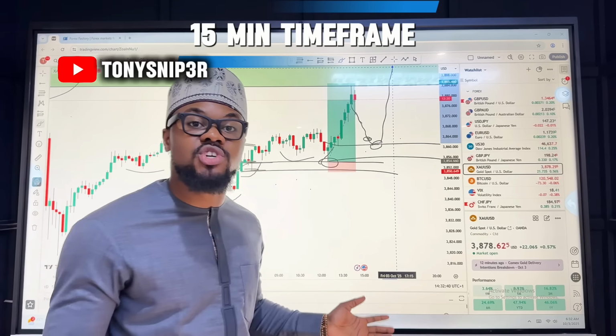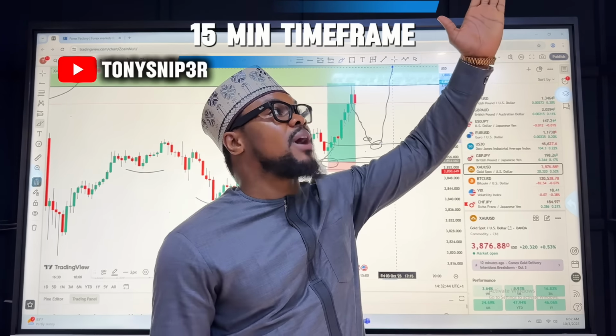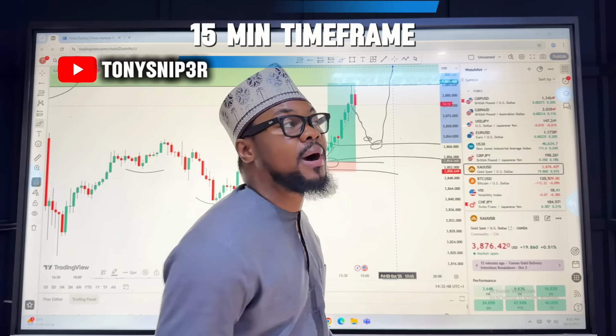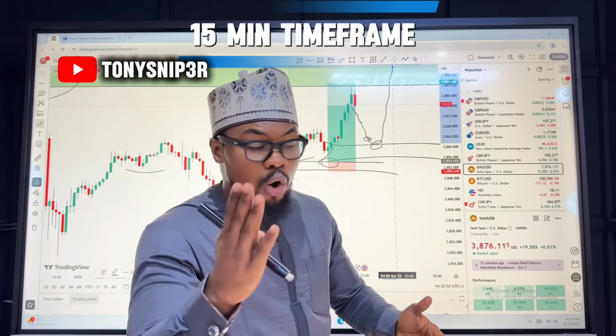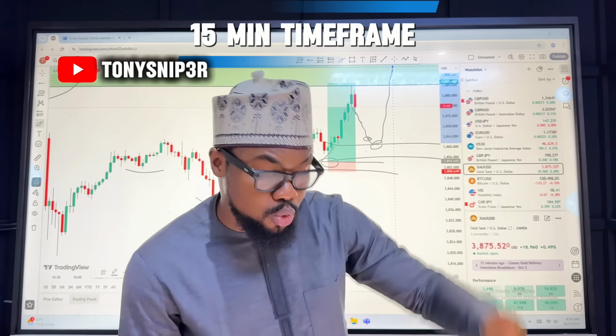Very simple, very straightforward. This is how you catch reversal. Because a reversal is when the market is buying, then the market comes back to create a higher low, then you buy back and you continue longing into the upside. Or a market is selling, then the market comes back to create what? A lower high, then you continue selling.